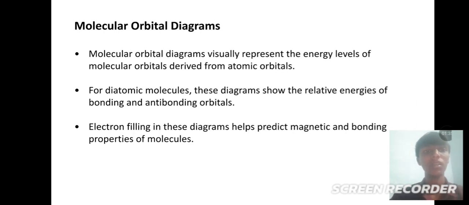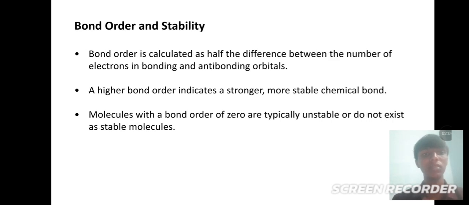Molecular orbital diagrams. Molecular orbital diagrams visually represent the energy levels of molecular orbitals derived from atomic orbitals. For diatomic molecules, these diagrams show the relative energies of bonding and anti-bonding orbitals. Electron filling in these diagrams helps predict magnetic and bonding properties of molecules.